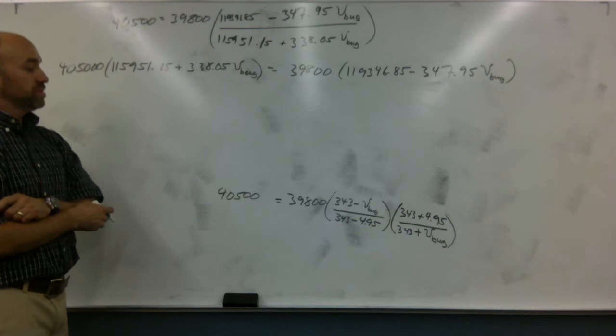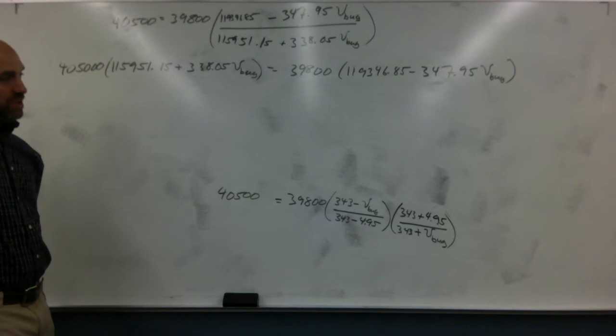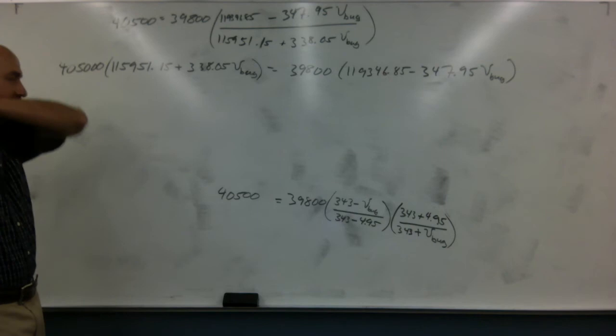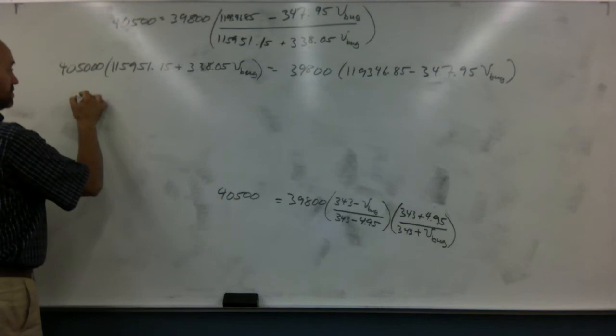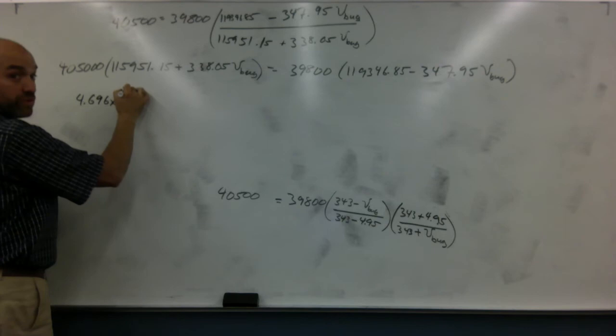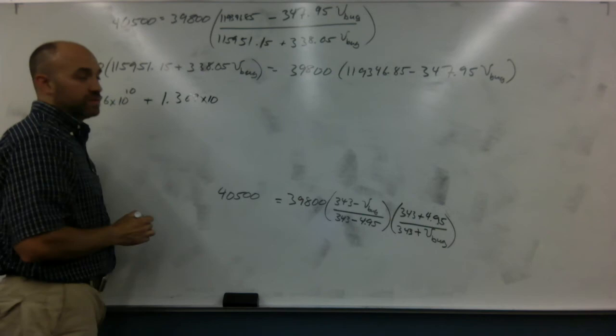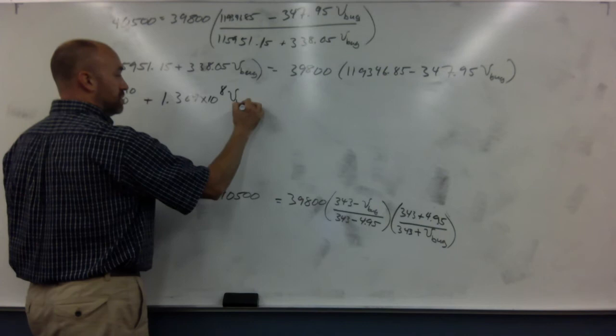This probably would have been a lot easier if we just left it as letters, but my brain got lazy. The first one is going to be 4.696 times 10 to the 10. To the third? That makes more sense, okay. Plus this times this. 1.369. We'll distribute this here, and then there.